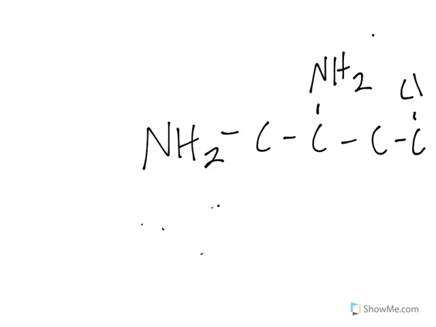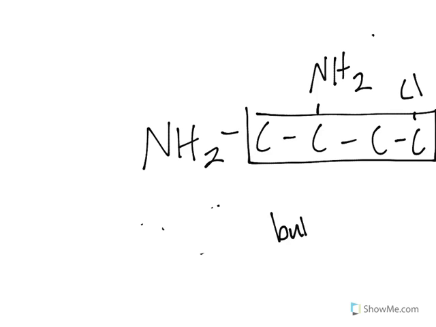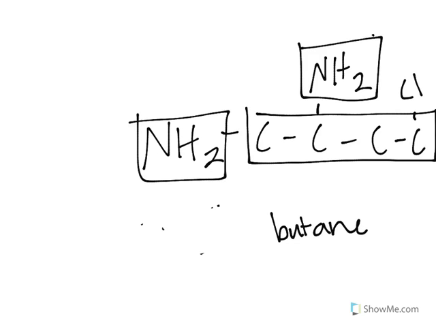Okay, so let's say we had this one here. If you have this, remember we're going to do the parent just like an alkane. So I know I'm going to end it with butane. Alright, and here are my amino groups, except this time I have 2 of them.